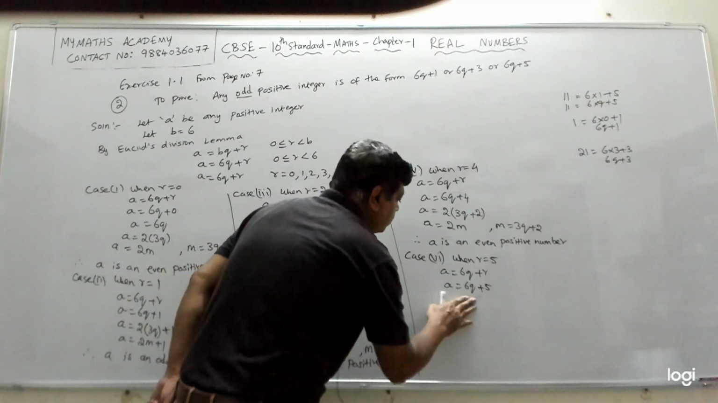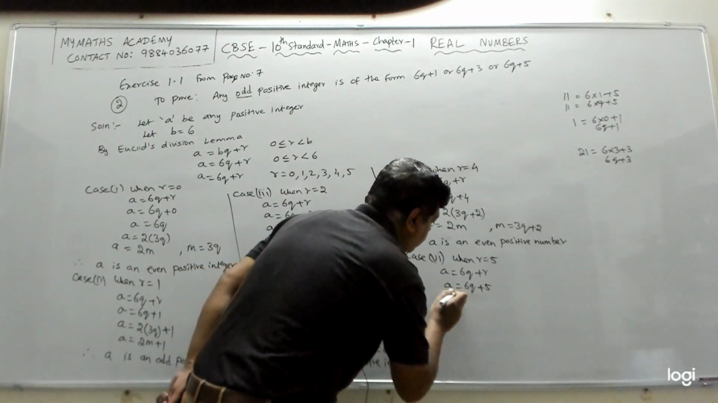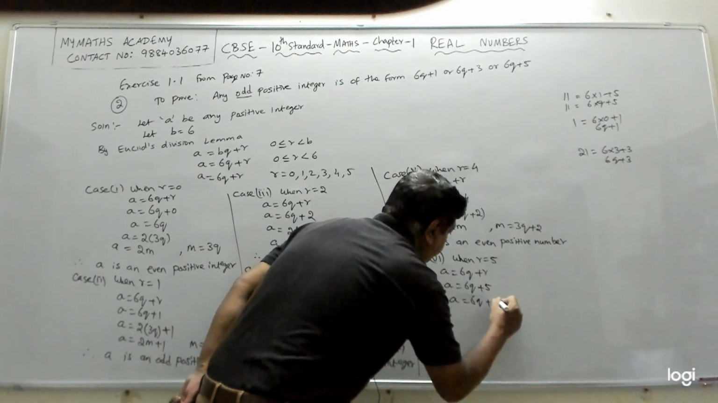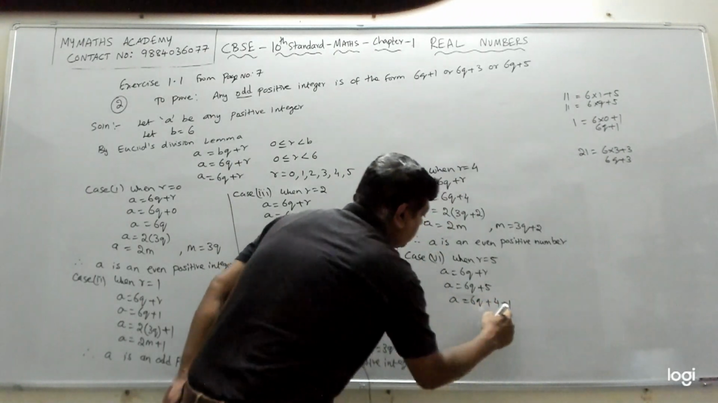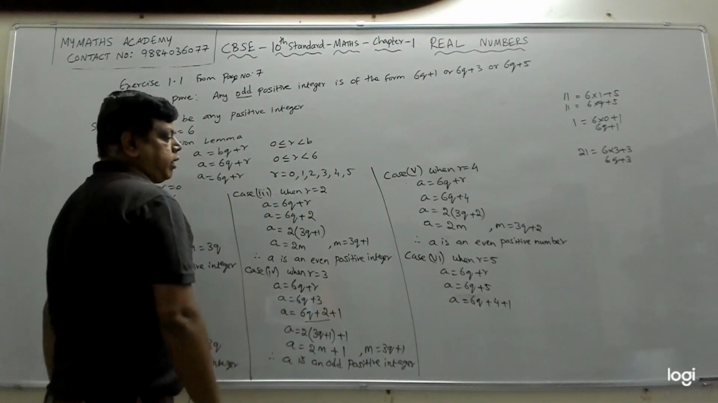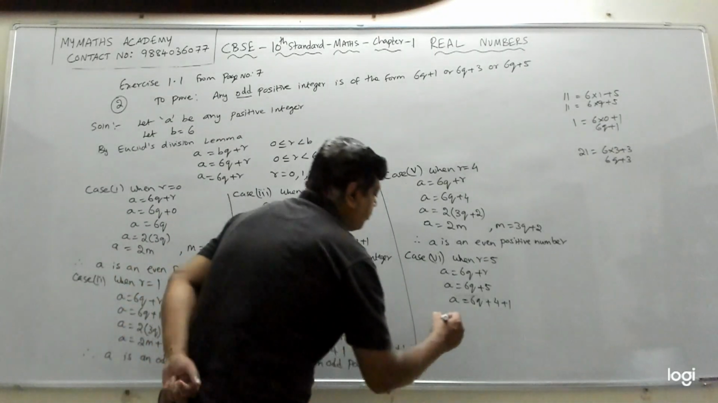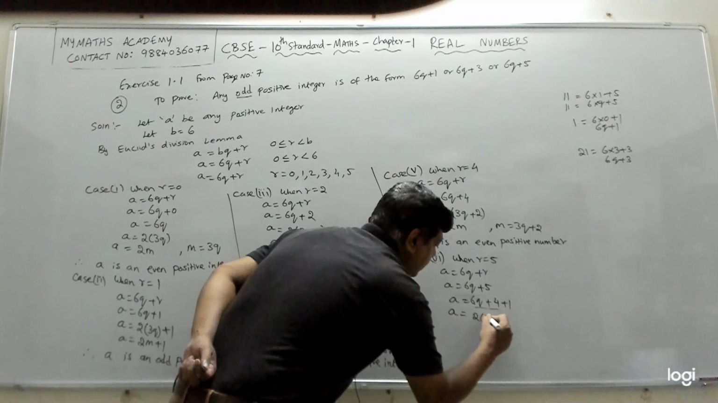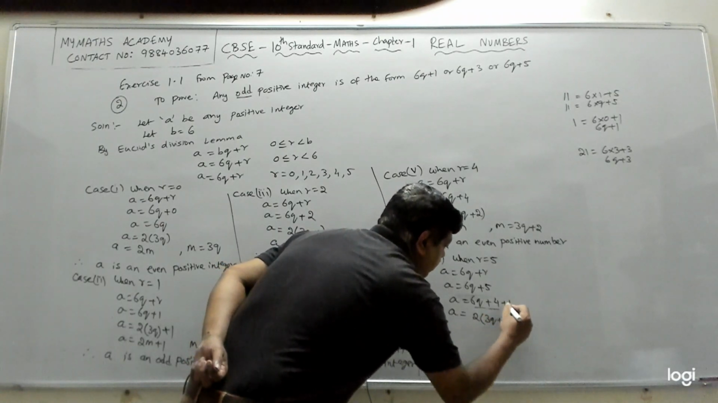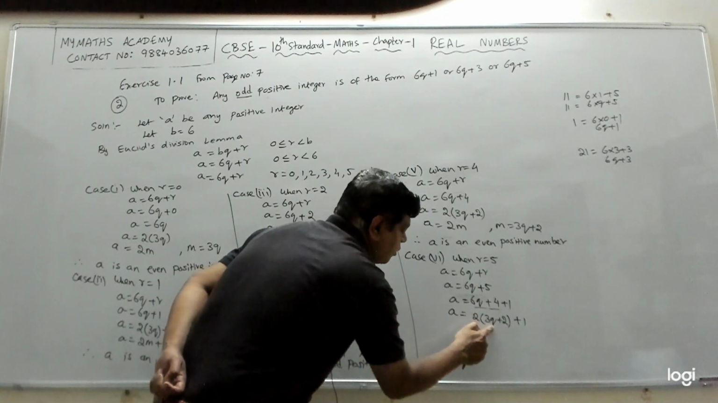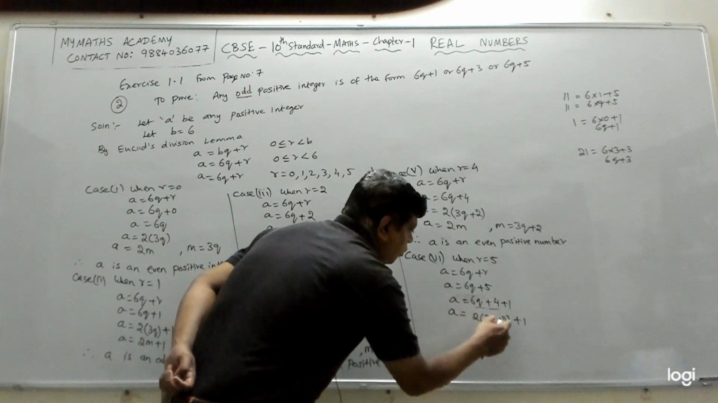So my A becomes, right? My A becomes 6q plus 4 plus 1. The 5 I am writing as 4 plus 1, just as we wrote 3 as 2 plus 1 here. Now A equals, from these two I can take 2 common. Then I'll get 3q plus 2, then this is plus 1. So 2 into 3q is 6q, 2 into 2 is 4, plus 1.